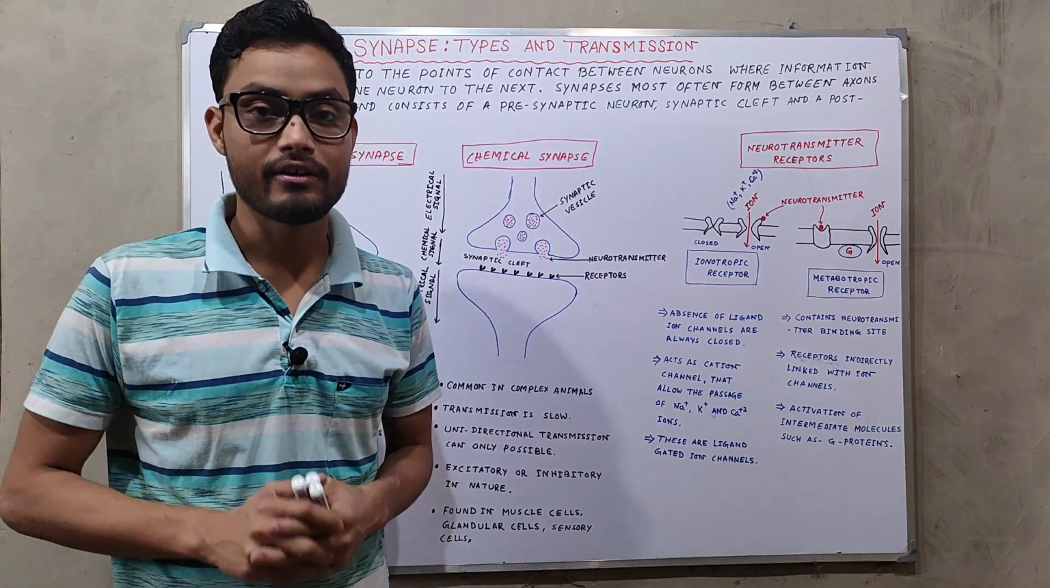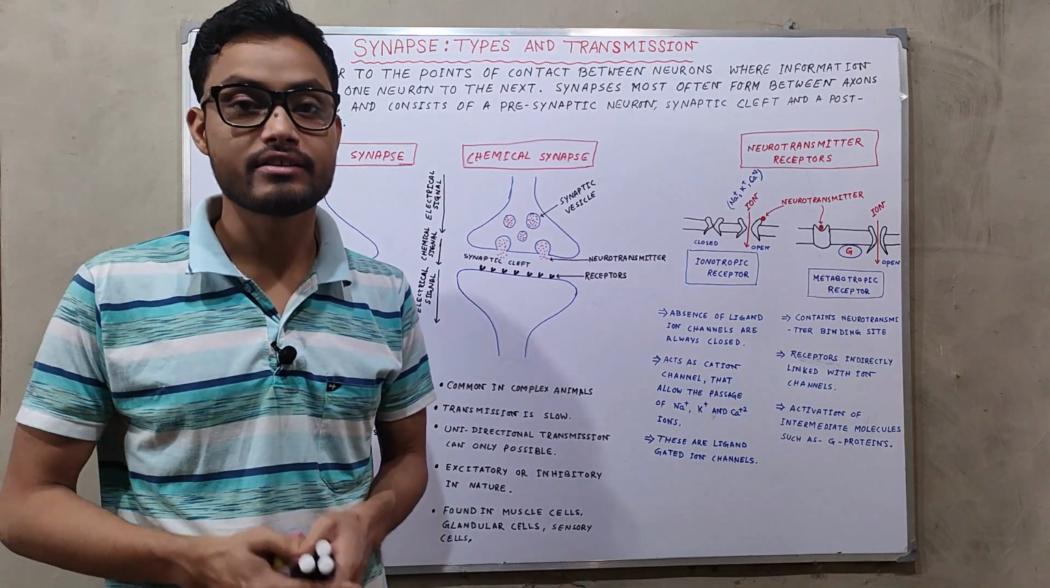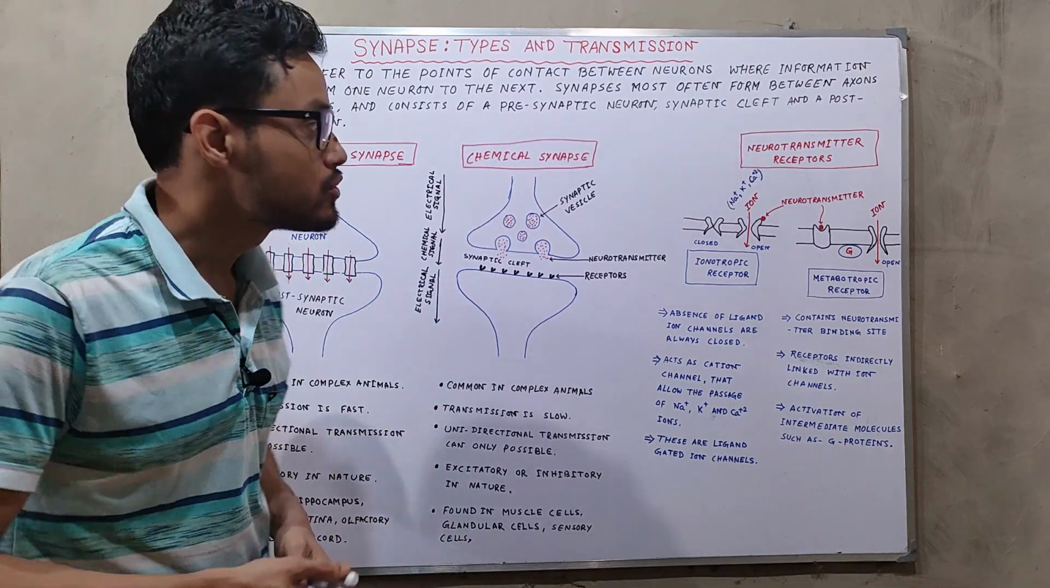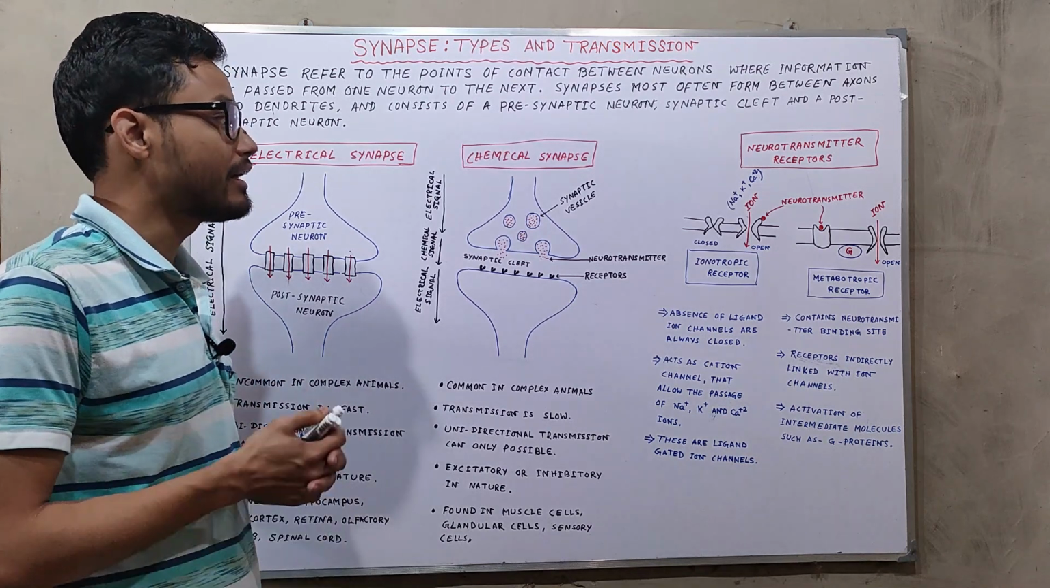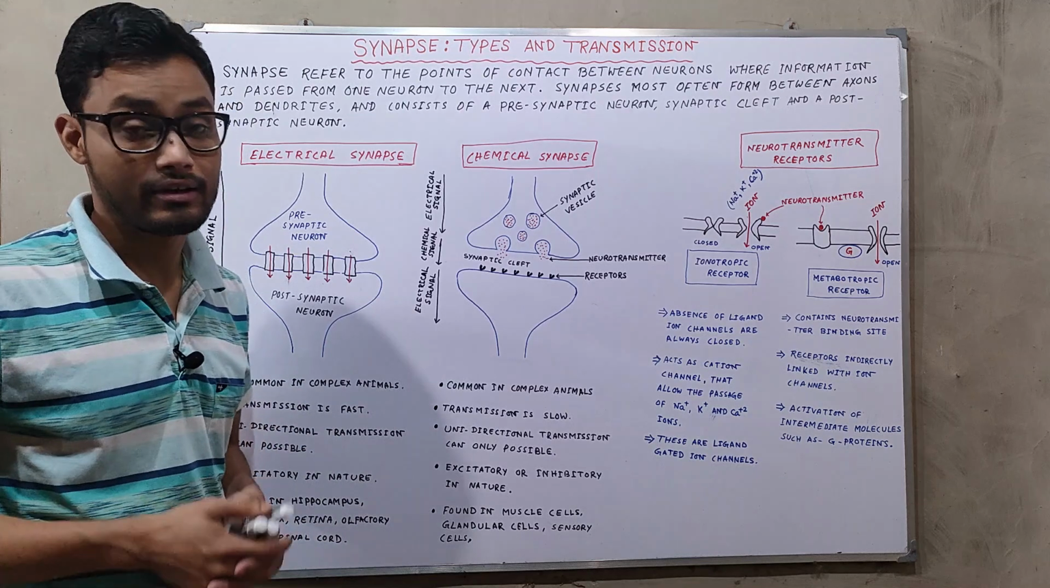Synapses are divided into two major categories. One is electrical synapse and another one is chemical synapse. In the case of electrical synapse there is absence of synaptic cleft, and in the chemical synapse there is presence of the synaptic cleft.